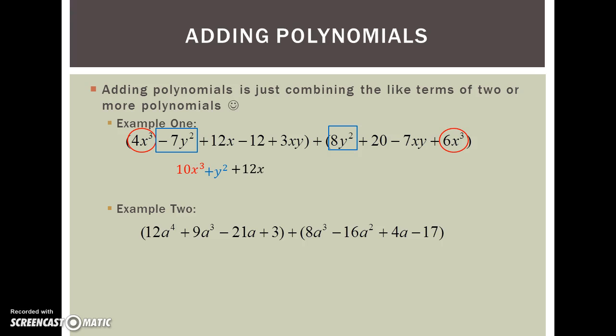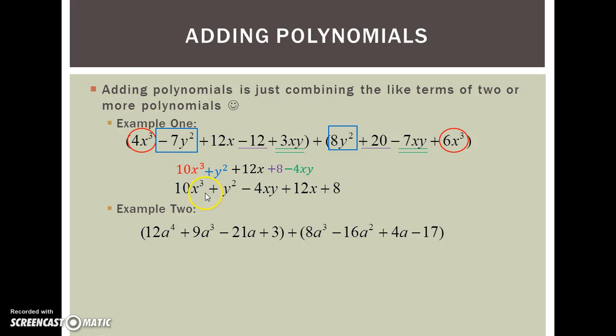12x unfortunately does not have anything to combine with, so it just goes by itself. Negative 12 and positive 20 gives me a positive 8. And 3xy goes with negative 7xy, which is negative 4xy. Now remember, we always want to write these in descending order. So we're going to rearrange these so that my order is greatest to least.